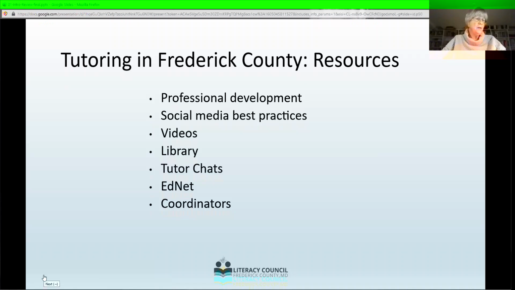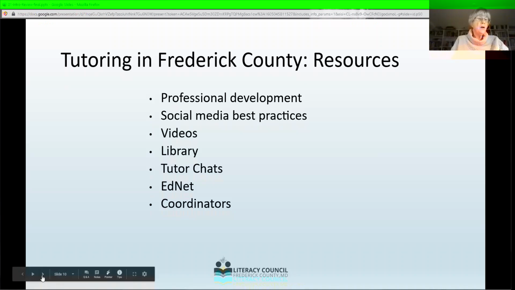You will be notified about these events as they come up after the workshop, but you can check the calendar in advance on the council website at frederickliteracy.org, looking under news events. For now, these events are being conducted virtually. The next tutor chat is scheduled for Friday, November 20th at 11:30 a.m. and you can register for the Zoom session for that tutor chat on the council website.